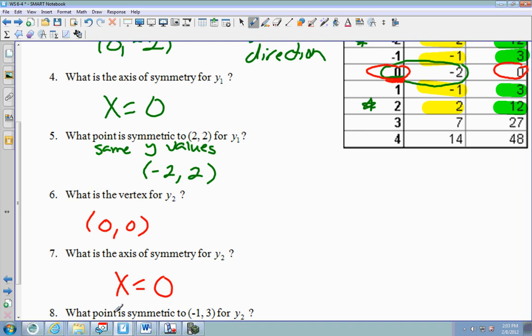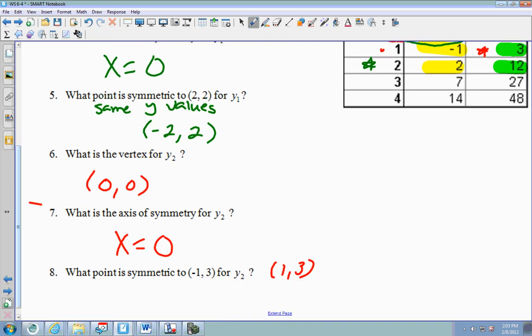Next it says, what is a symmetric point to negative 1, 3? Negative 1, 3, here it is. Match up your y numbers. So I have 1, 3.